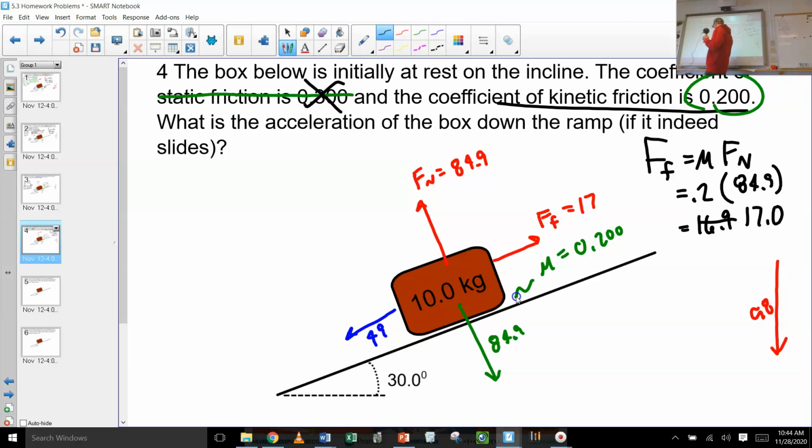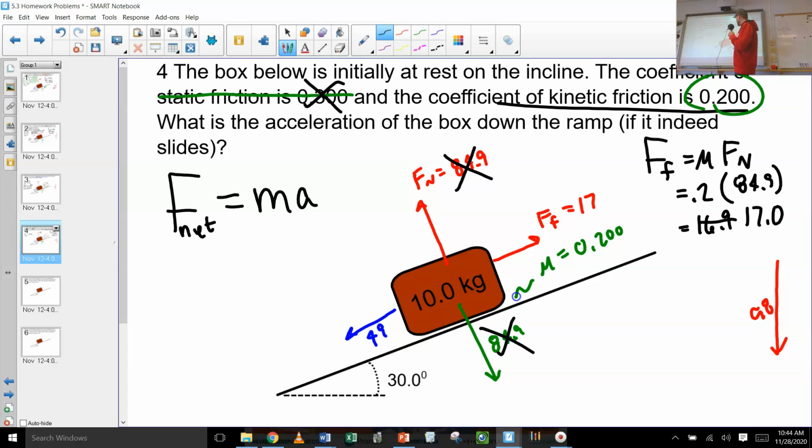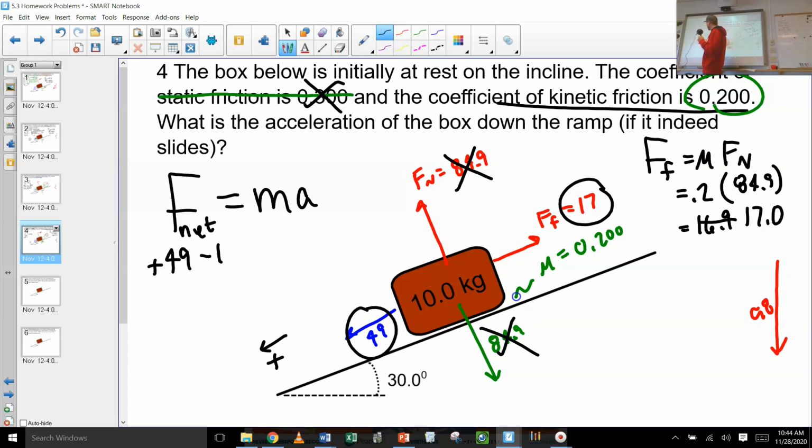Now, when I use my F equals ma, it's the net force. This force cancels off this force, and I'm going to say that down the hill is positive, so I have a positive 49, and friction is opposing me at 17. My mass is 10. And now I can find my acceleration. So 49 minus 17 is like 32. 32 divided by 10 is 3.2.